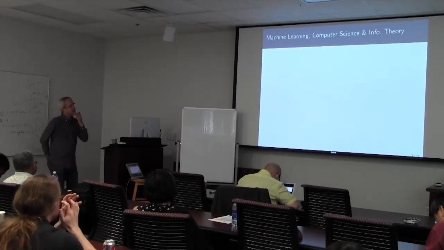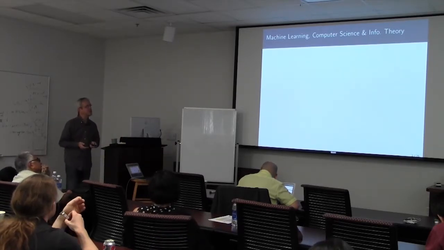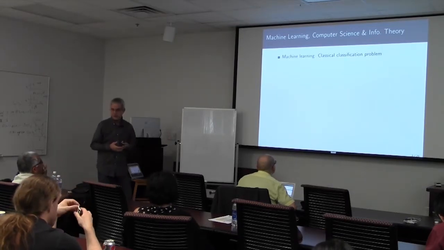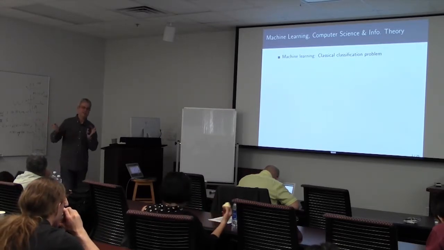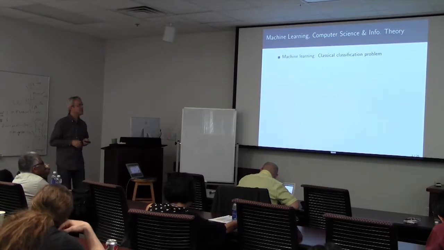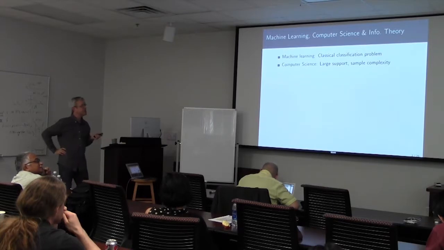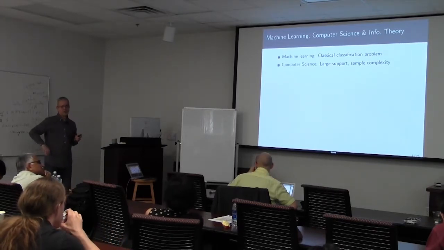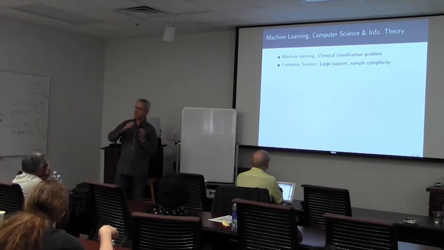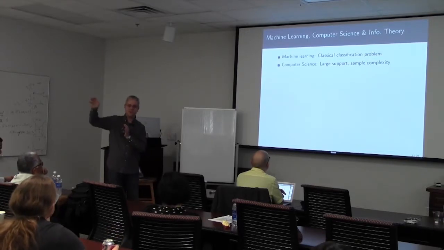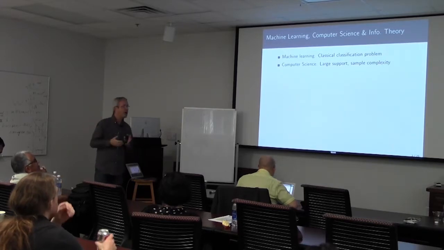Okay, so this talk is about the confluence of machine learning, computer science, and information theory. And we are looking at the very classical classification problem, which goes way back to pattern recognition and pattern analysis. About 10 to 15 years ago, people from computer science started looking at the problem and took a different viewpoint. They said, let's not look at what happens when the number of samples goes to infinity and see how the error goes down. Let's look at what happens with a finite sample size.